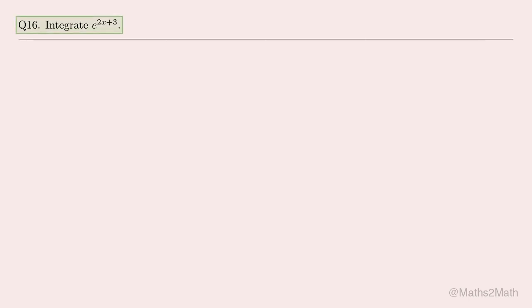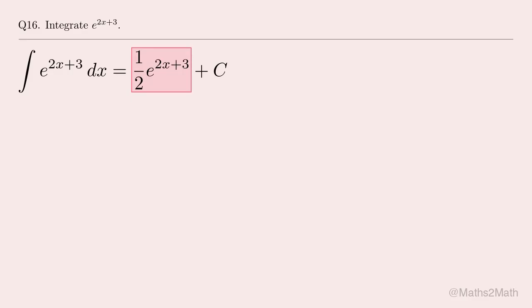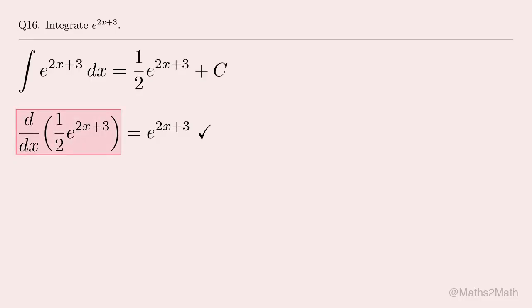Question 16. An exponential of a linear expression. Divide by the inner slope 2. The antiderivative is the exponential itself over 2. Check by differentiating. The chain rule restores the 2.